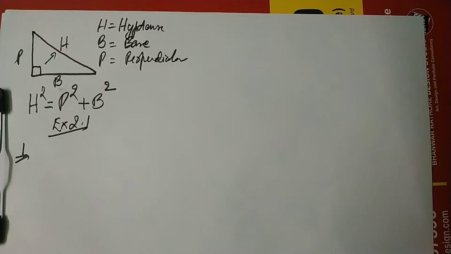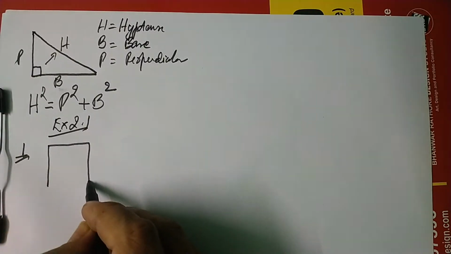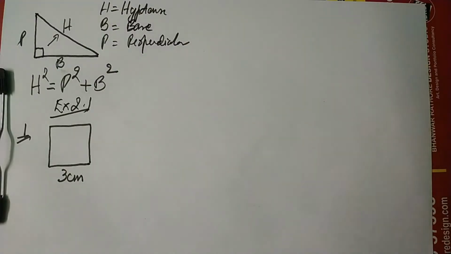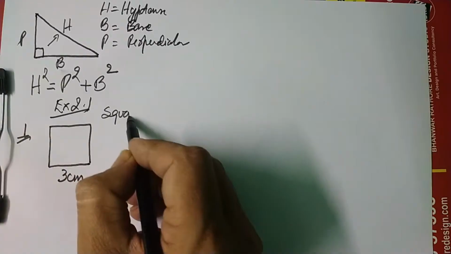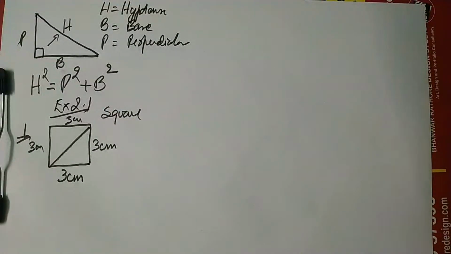If a square has a side of length 3, so if there is a square and its side is 3 centimeter, what is the length of its diagonal? So a square has side 3. Since this is a square, all the sides will be 3. Okay, and you have to find its diagonal. So this diagonal is to be found. What is the length of the diagonal?